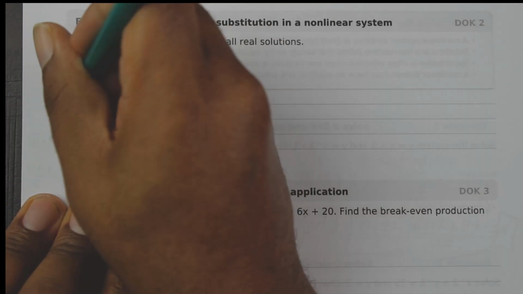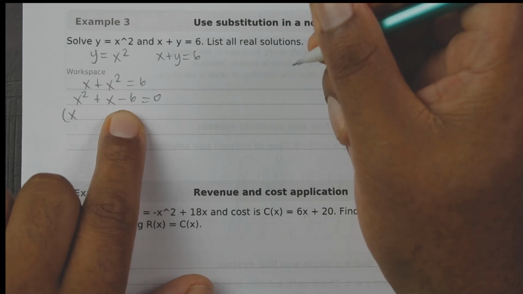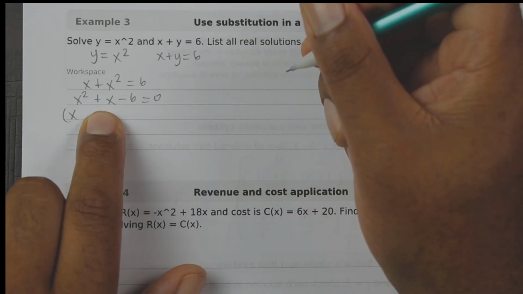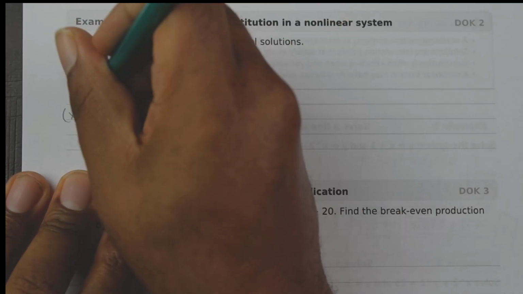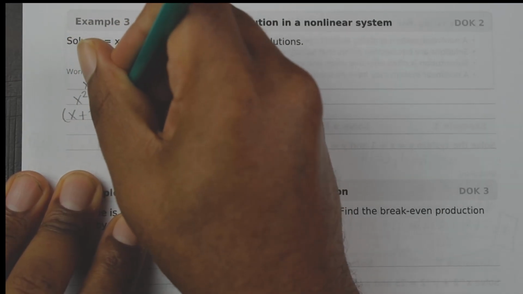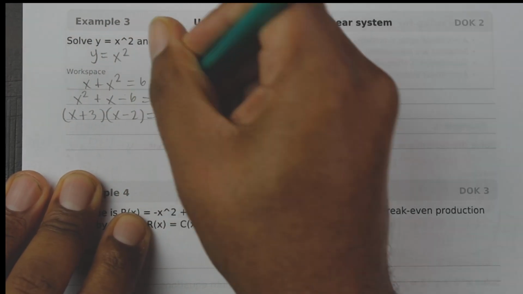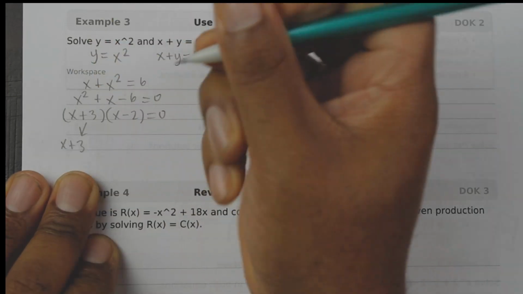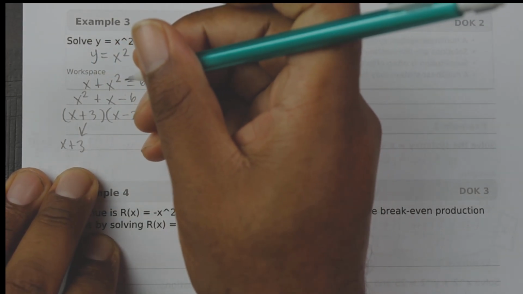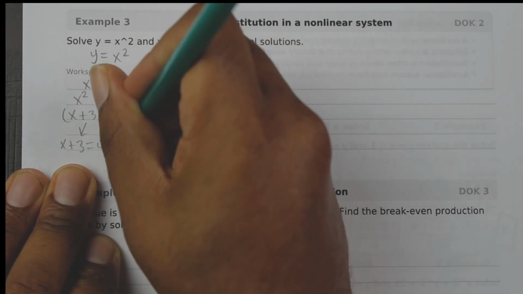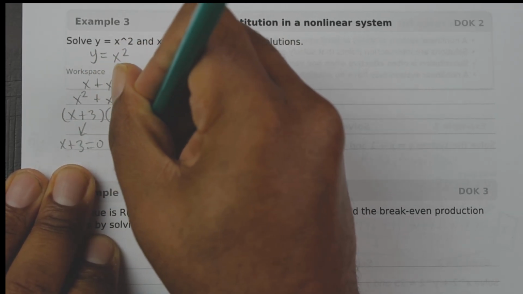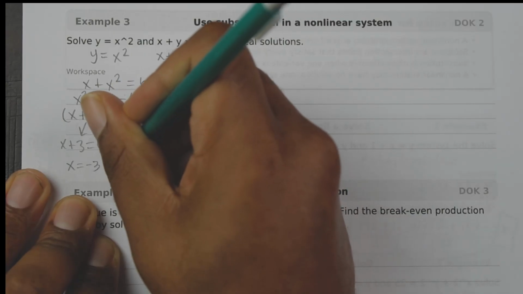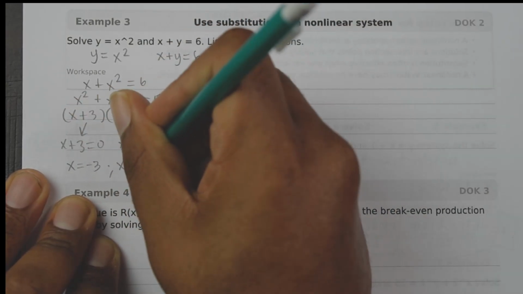Now for this one, we can factor by finding two numbers that multiply to give me -6 and add up to give me +1, which would be +3 and -2. Essentially, that would be x plus 3 and x minus 2. Using the zero product property, we set each equal to 0. So this would give me x is equal to -3, and then x is equal to +2.